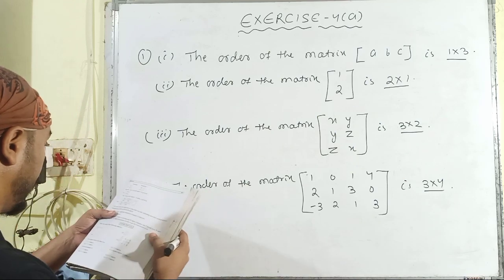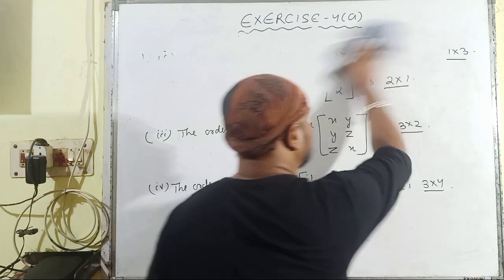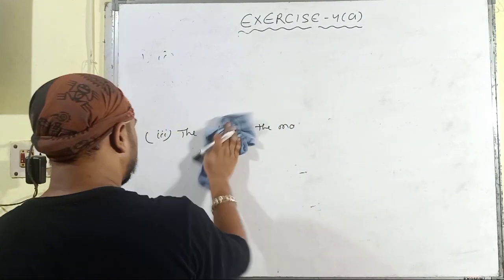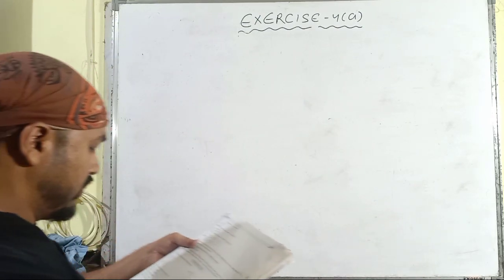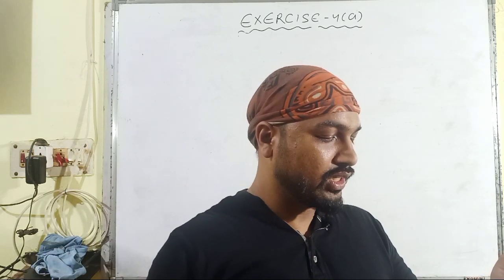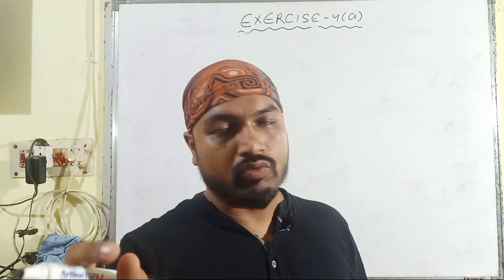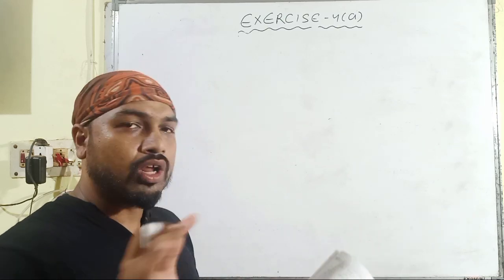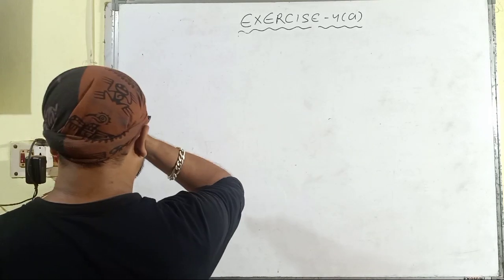Then moving on to problem number 2. In problem number 2, we have been asked to find the total number of entries in the matrices. And you know that the total number of entries is equal to the total number of elements. So we have to calculate the total number of elements. The orders of the given matrices are given and we have to find the total number of entries.